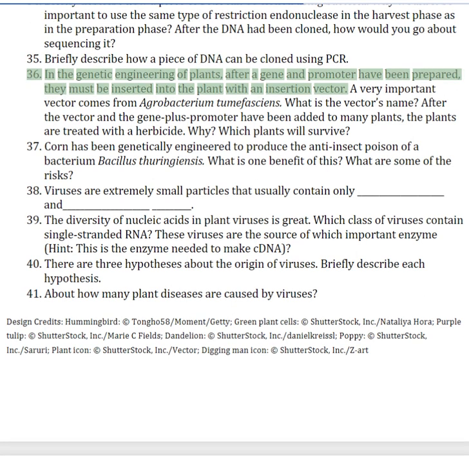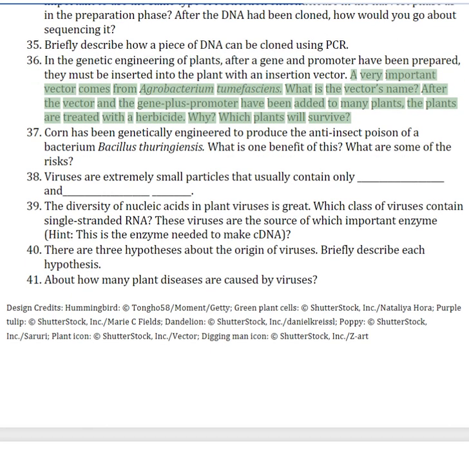36. In the genetic engineering of plants, after a gene and promoter have been prepared, they must be inserted into the plant with an insertion vector. A very important vector comes from Agrobacterium tumefaciens. What is the vector's name? After the vector and the gene plus promoter have been added to many plants, the plants are treated with a herbicide. Why? Which plants will survive?